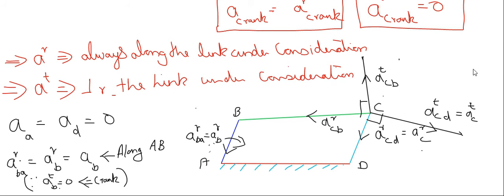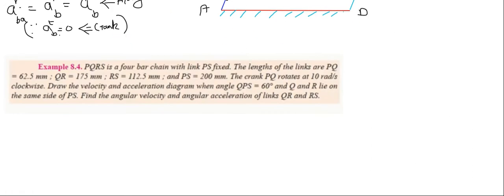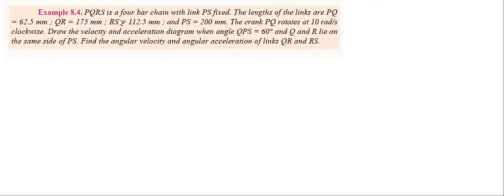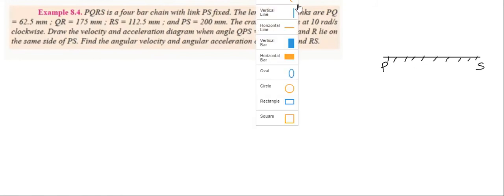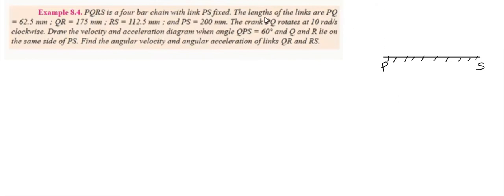So we will see with an example how to draw an acceleration diagram. This is the example. We have a classic 4-bar chain where PQRS is a 4-bar chain with PS as the fixed link. Let's draw a rough diagram first, and we'll draw to scale later. PS is fixed. It's always better to draw a rough diagram to get an idea of how the links are mapped. The lengths of the links are PQ equal to 62.5, QR equal to 175, and RS equal to 125.